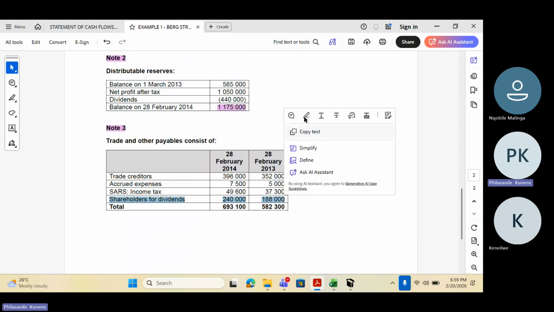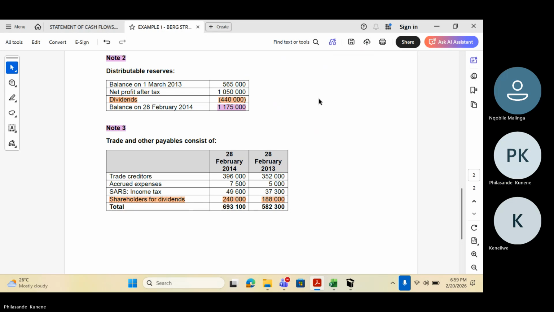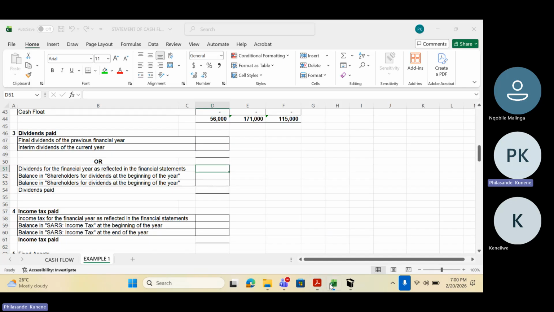This shows us for dividends here. This shows us for dividends at the beginning, shows us for dividends at the end. And then on our distributable reserves, we have dividends that is sitting there, right? So this is the information that we need to use for us to get the dividends that were paid or dividends that were declared. Okay, but now looking at this note, it says final dividends of the previous financial year.